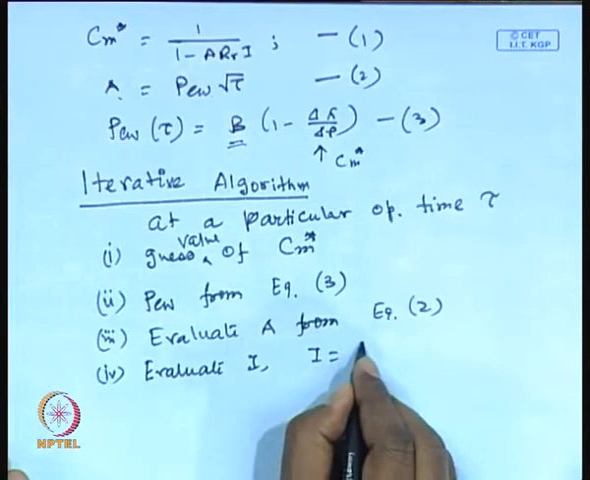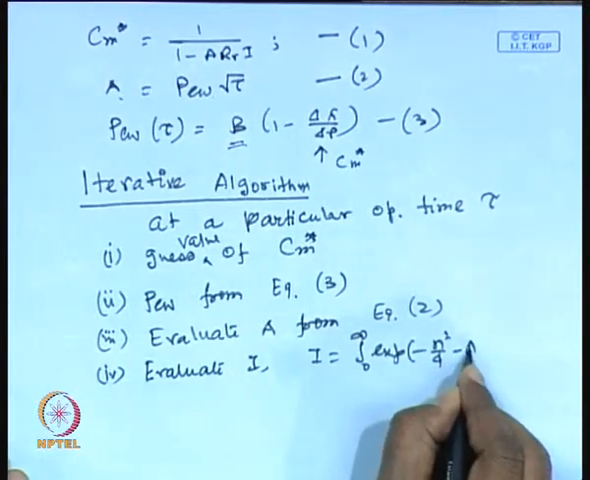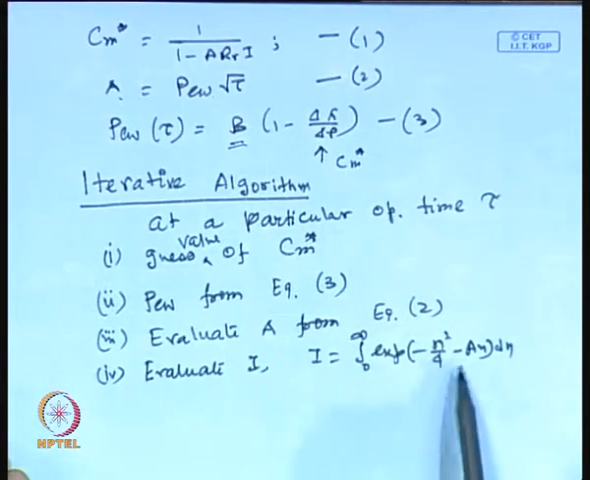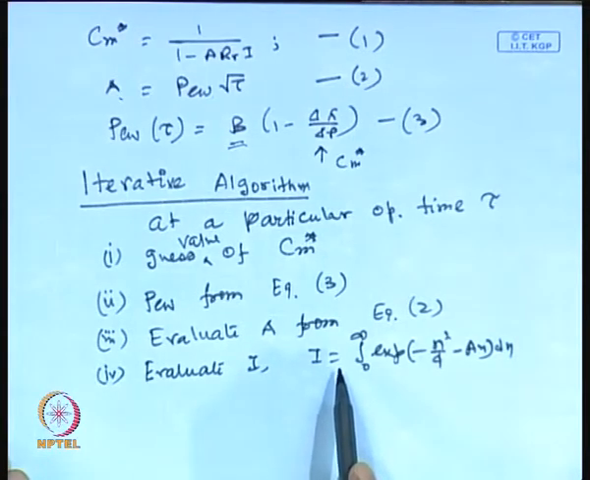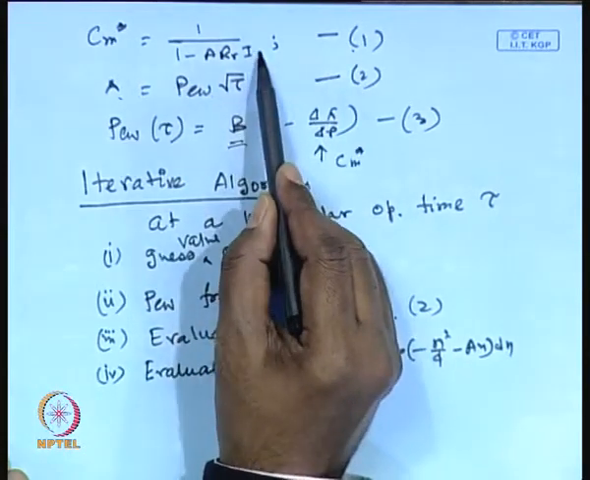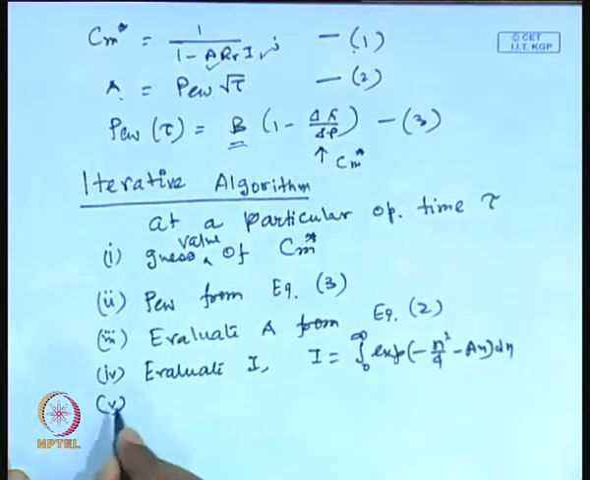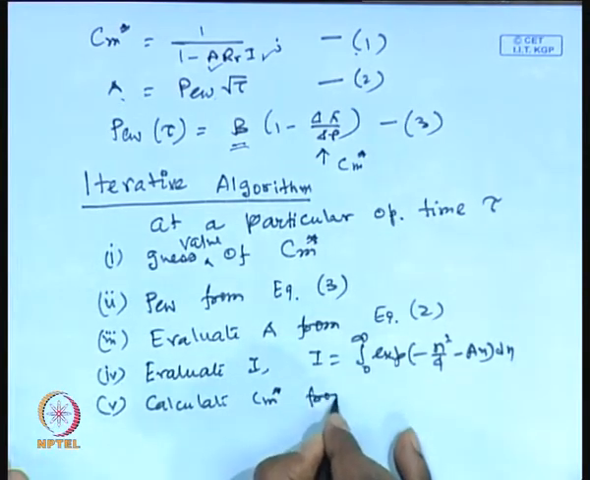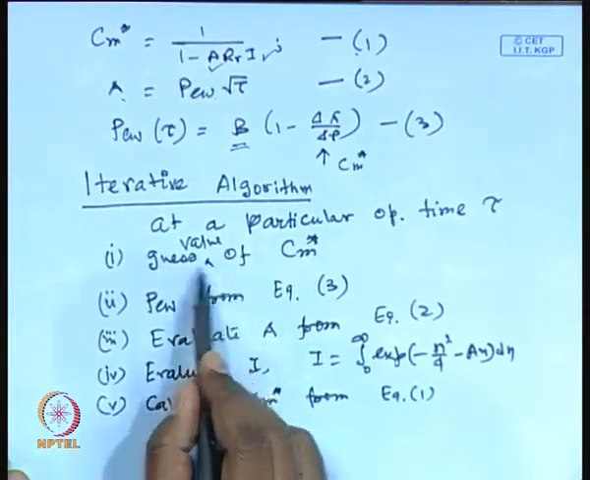Evaluate I from its definition, I is equal to integral from 0 to infinity of exponential minus eta square by 4 minus A eta d eta. Okay. So, you know the value of A, substitute there. So, everything is known, eta is the dummy variable. So, just evaluate the definite integral I. Okay. So, once you know the value of I, then you can go back to equation number 1, because I is now known to you, A is now known to you, R you have already determined. So, you can calculate Cm star from equation 1 and check whether this calculated value is close to the guess value or not.